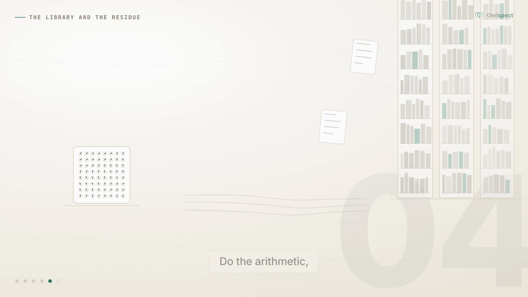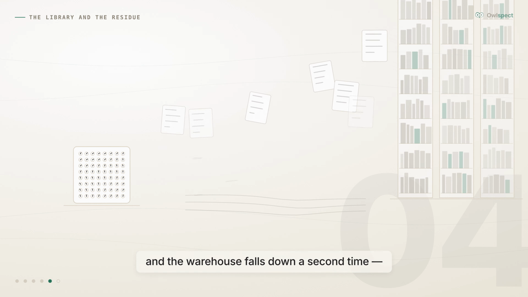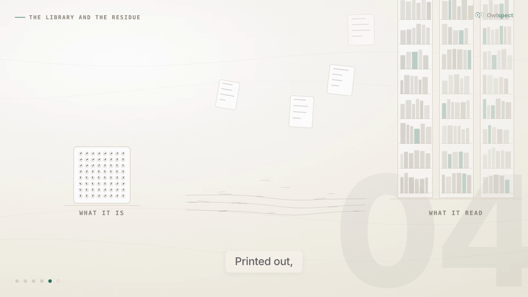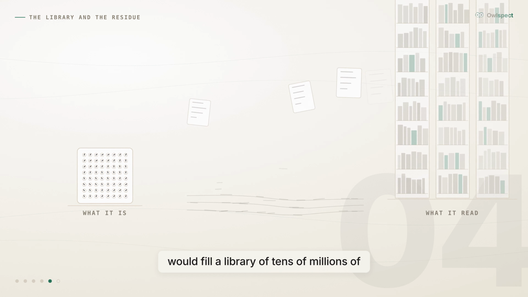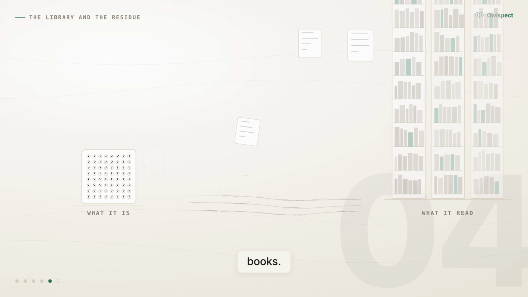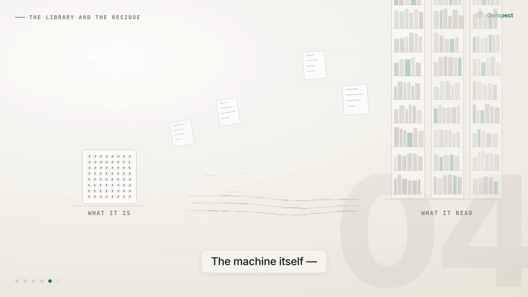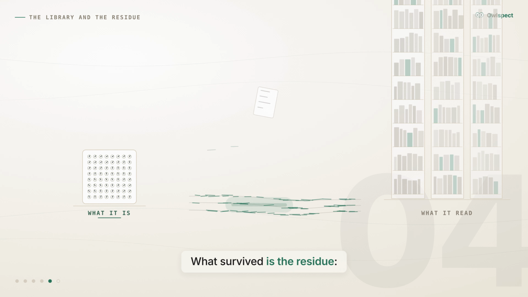Do the arithmetic, and the warehouse falls down the second time, on its own. Printed out, the text some of these machines have read would fill a library of tens of millions of books. The machine itself, every dial it owns, would fit on a single hard drive, with room to spare. The pages cannot fit. They were never kept. What survived is the residue. Which word follows which, and which words travel together. A library, reduced to its habits.